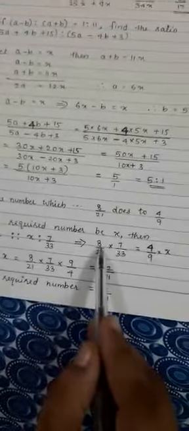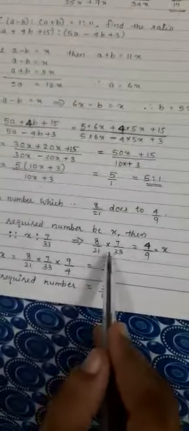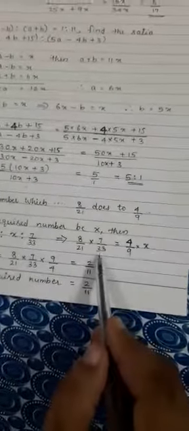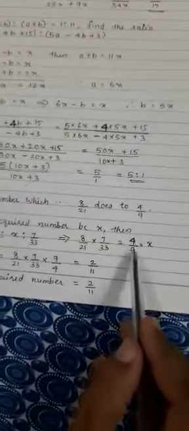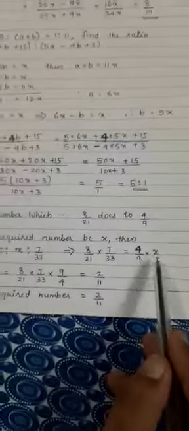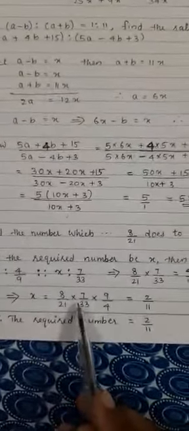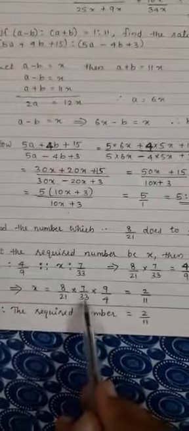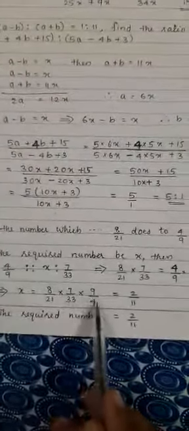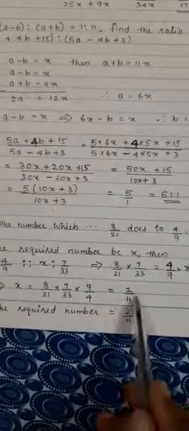That is 8 by 21 into 7 by 33 equal to 4 by 9 into x. Therefore, x is equal to 8 by 21 into 7 by 33 into 9 by 4. That is equal to 2 by 11. Therefore, the required number is equal to 2 by 11.